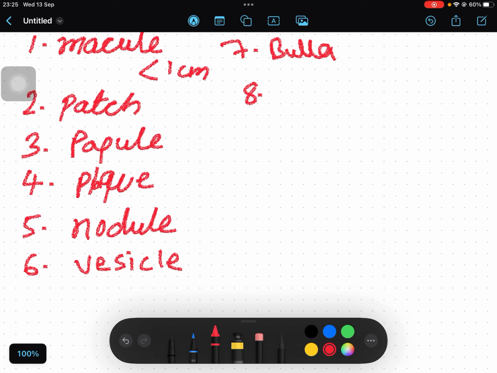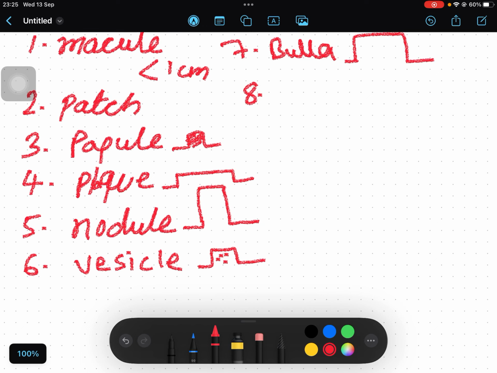Papules are raised lesions that are solid. Plaques are raised solid lesions that have a longer horizontal diameter. Nodules are solid lesions which have a bigger vertical diameter, not the horizontal. If the horizontal is large, we call it plaque. If the vertical diameter is large, we call it nodule. Vesicles are also raised lesions, but they have clear fluid. Bulla have also clear fluid, but they are larger than vesicles.